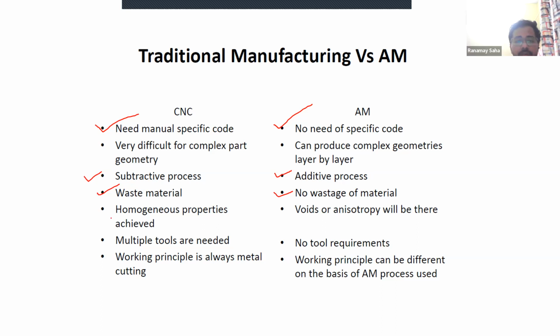Then you have homogeneous properties achieved in the case of CNC machining, but there can be voids or anisotropy in the case of additive, so that is one disadvantage of additive manufacturing. Multiple tools are needed in CNC, but tooling requirements are greatly minimized in additive manufacturing, right? The working principle in CNC is always metal cutting, and here you use metal addition, and this can be different for different AM processes.